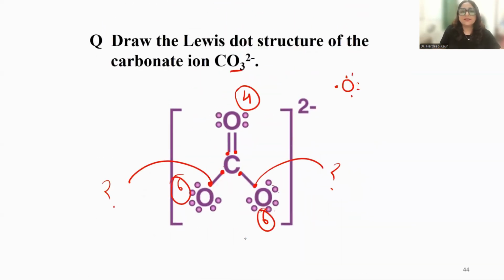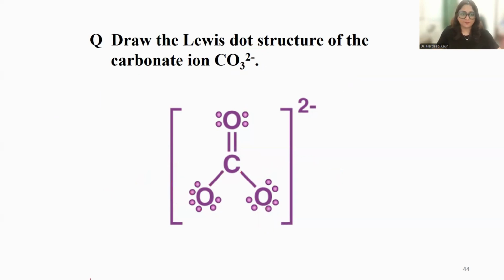So to understand this, you have to check the 2 negative. 2 negative means they have already been getting 2 extra electrons. So these are these 2 electrons. Okay. So this is how we can understand.